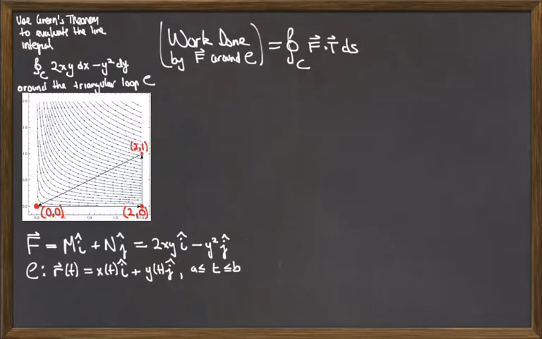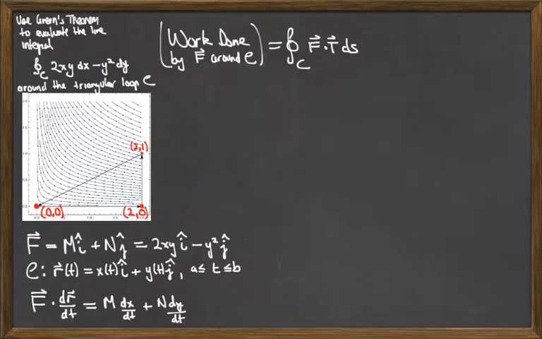Then you would change the variable, and you would do that by taking F dot the derivative of r, the velocity vector, and in this case you would take M and multiply it by the derivative of x. So you'd see M times dx/dt, and similarly you'd take N and multiply it by the derivative of y, so you'd have N times dy/dt, and add that together to get their dot product.